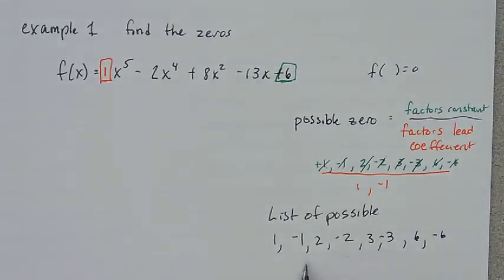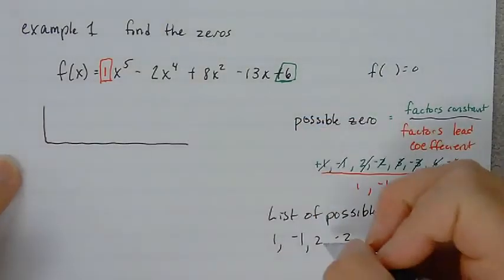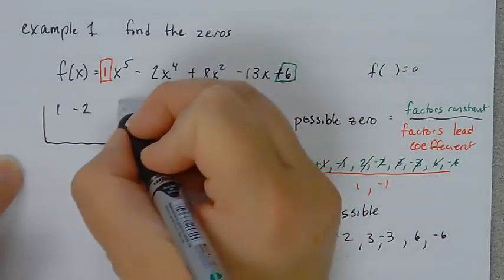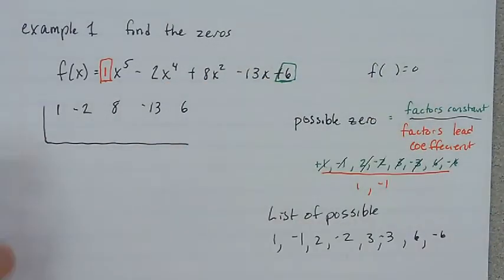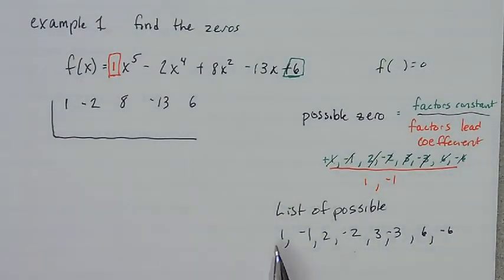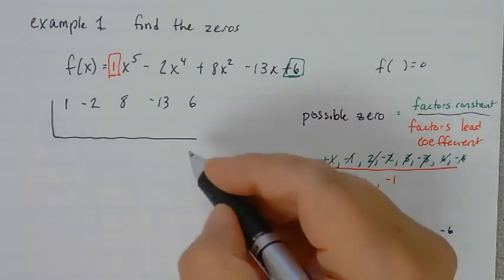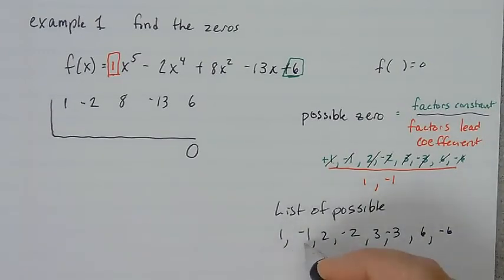So what I could do is go up here and do synthetic division. And I'm going to have a 1, negative 2, 8, negative 13, and 6. And if we were in class and we had a whiteboard here instead of a piece of paper, we would just start by putting a 1 here and guess and check. And maybe 1 gives us a 0 right here, and it truly is a 0, or maybe it doesn't. If it's not, I would just cross it off and try the next one, and so on.